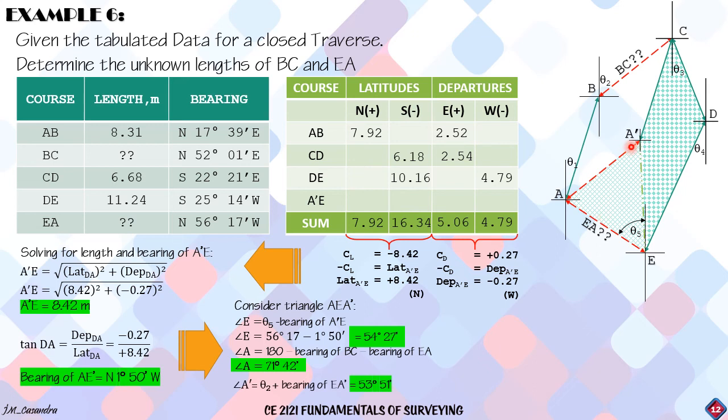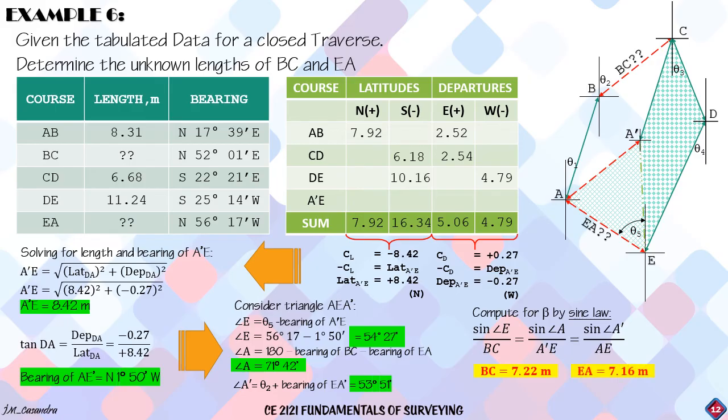So for A prime, or angle at A prime, that is equal to theta 2, so this one is theta 2, plus the bearing of EA. So we'll get 53 degrees 51 minutes. Once we have solved for all the angles, we can now solve for the length by sine law. So we'll have BC is 7.22 meters and EA is 7.